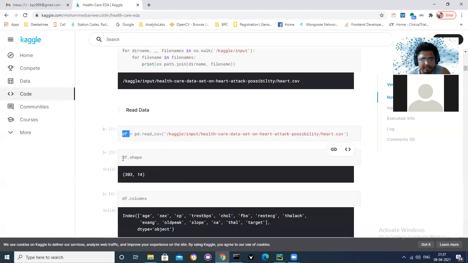He has another way of looking at the data. We did df.info earlier. We can also do df.shape. It will give the shape of the data, meaning 303 rows, 14 columns. So shape is a very important variable of a data frame.